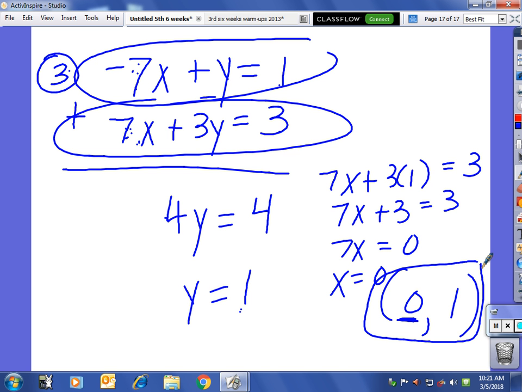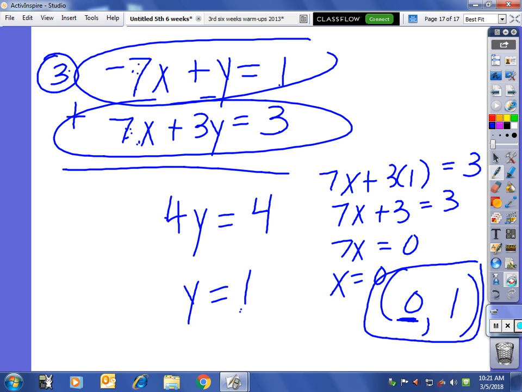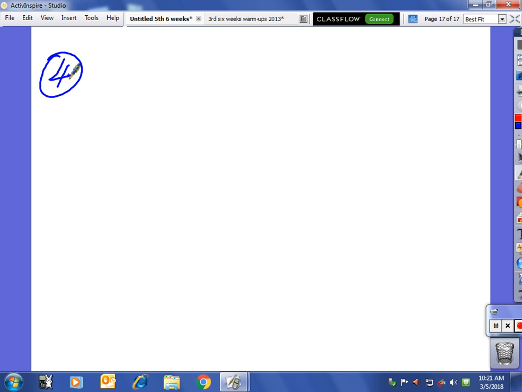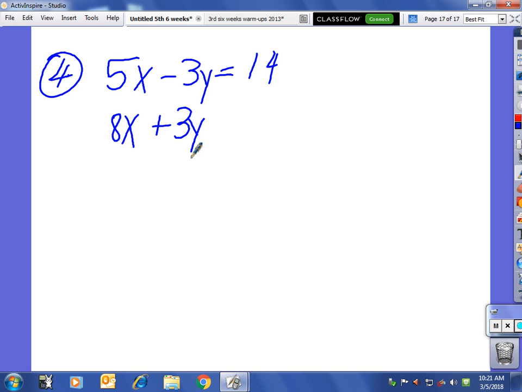Okay, shall we kick it up a notch? Let's do one that's got a fraction before we kick it up a notch. We'll kick it up half a notch. 5x minus 3y equals 14. 8x plus 3y equals 12. Is this one set up for elimination? Yes. How do I know? The y's are set up to cancel. If I add them up, a negative 3y and a positive 3y will cancel out. So this is good to go for the elimination method.